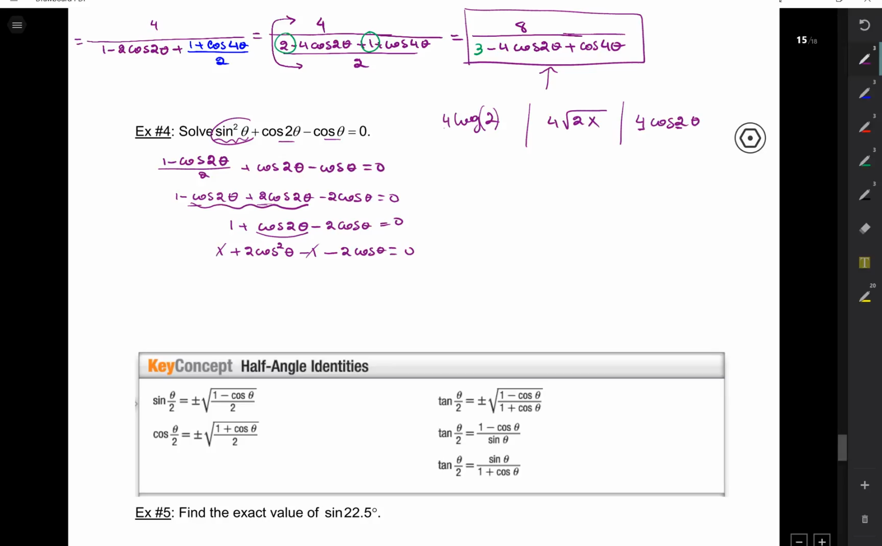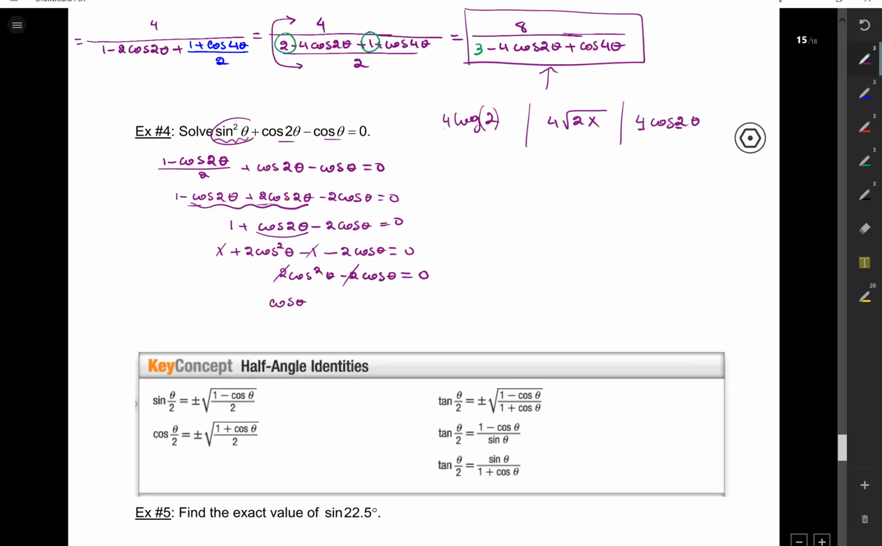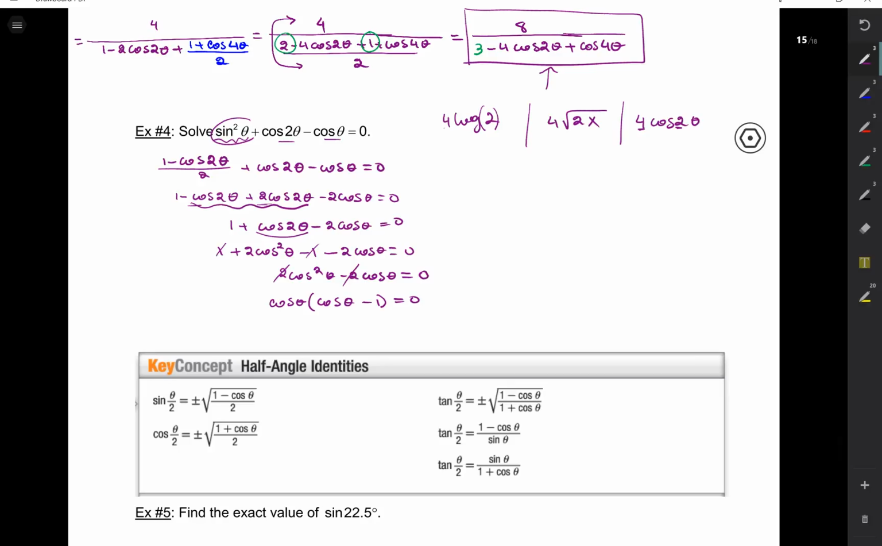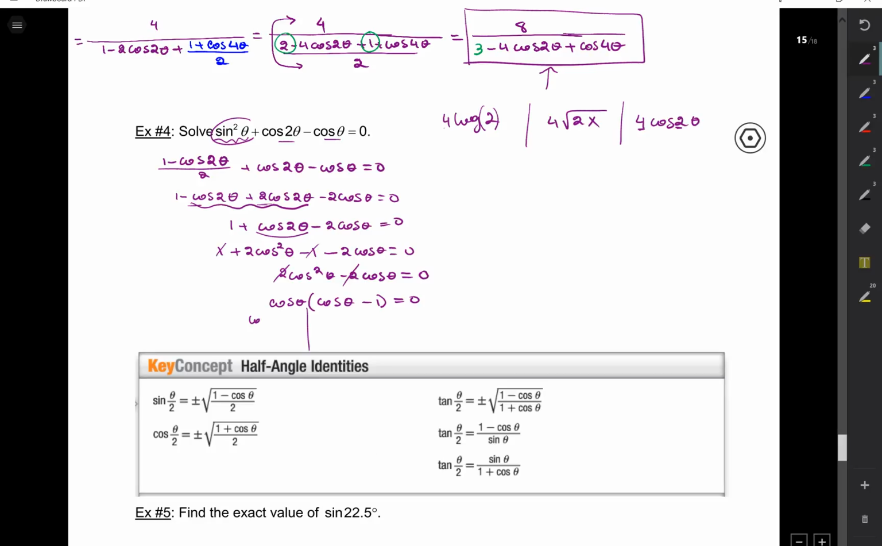Now let's see what we've got. 2 cosine square theta minus 2 cosine theta is equal to 0. I can totally get rid of those 2's first because they're bugging me. Well, because now you can divide through by 2. Now, I can take out a cosine, and I get cosine theta times cosine theta minus 1 equals 0. Now, cosine theta equals 0.